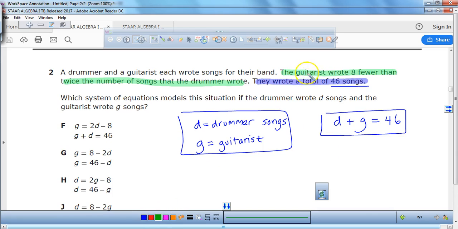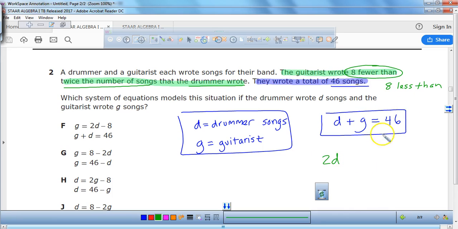It says the guitarist wrote 8 fewer than twice the number of songs. So 8 fewer than is very similar to this concept of 8 less than. Okay? So 8 fewer than is the same as 8 less than. So at the very end, we're going to have to take away 8. So how would we write twice the number of songs that the drummer wrote? So that'd be 2 times D.